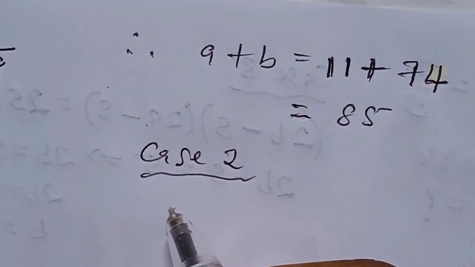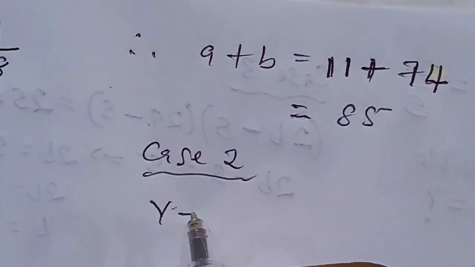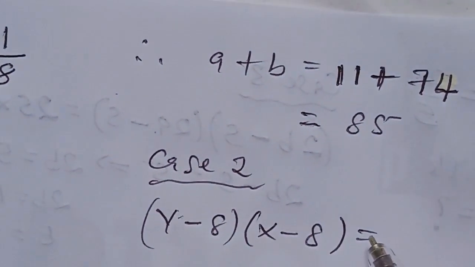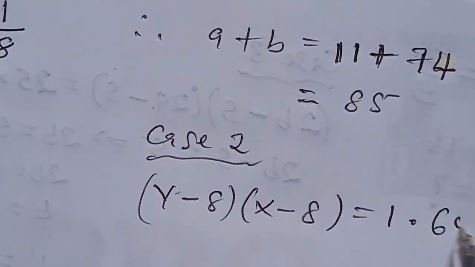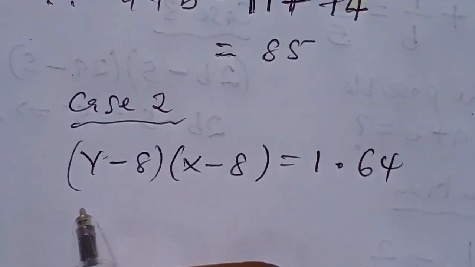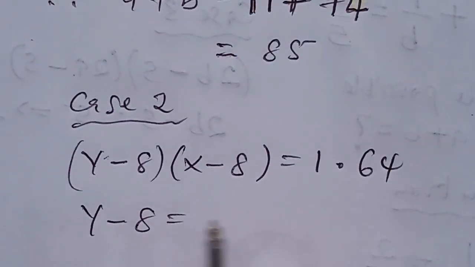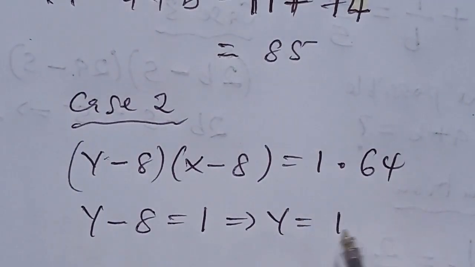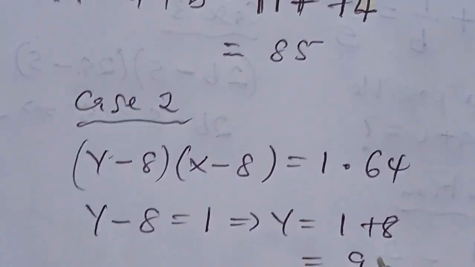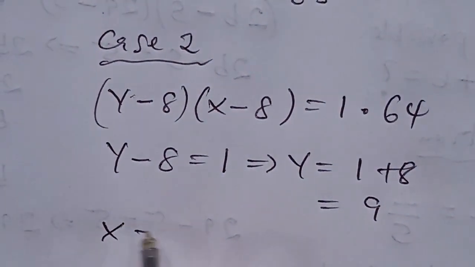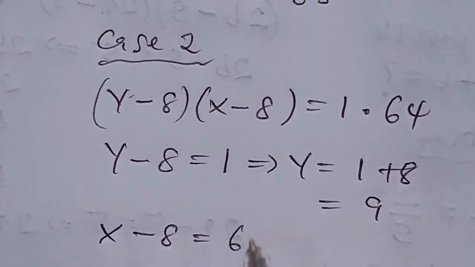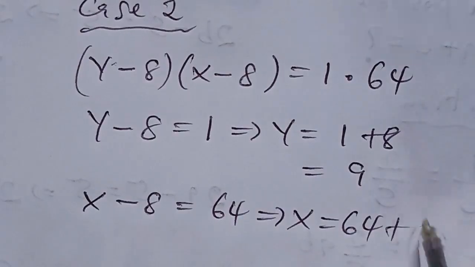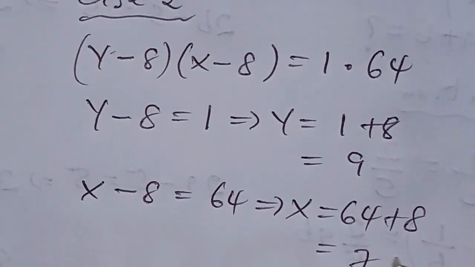Case 2. So we have that y minus 8 into bracket x minus 8 is equal to 1 multiplied by 64. So we can see y minus 8 is equal to 1, implies that y is equal to 1 plus 8, and that's equal to 9. Likewise, x minus 8 is equal to 64, implies that x will be equal to 64 plus 8, and that's equal to 72.